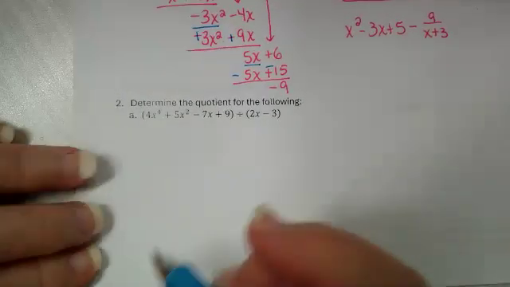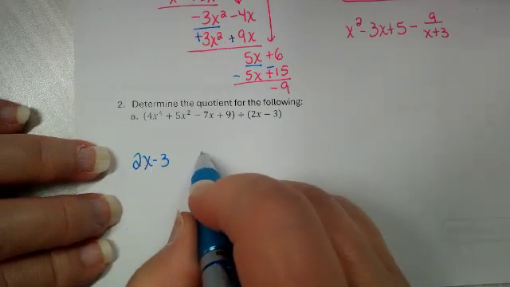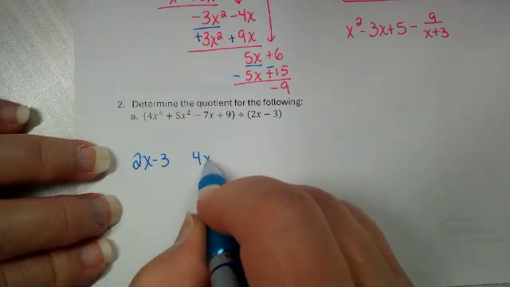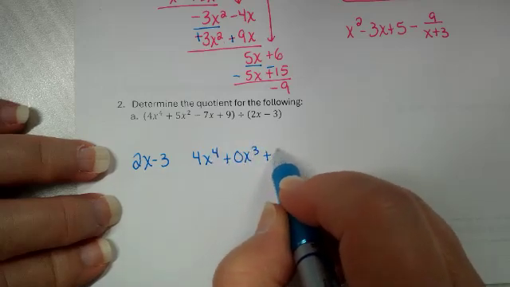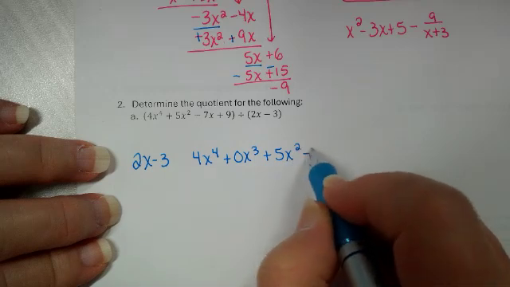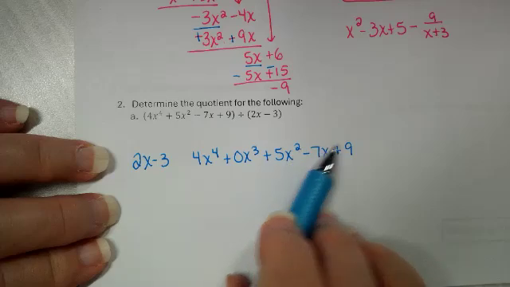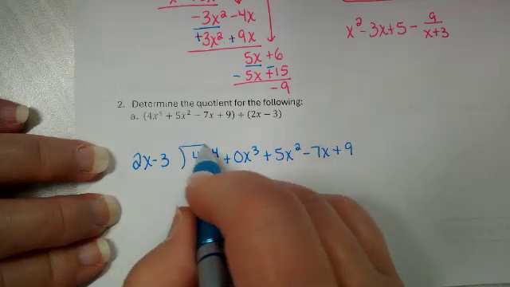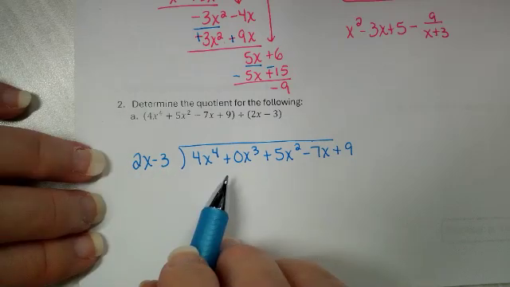Determine the quotient. I've got 2x minus 3 and then 4x to the fourth. There's no x cubed. 5x squared minus 7x plus 9. So you want your powers 4, 3, 2, 1, 0. It'll make it so much easier because if you forget that, you have no spot for x to the third.